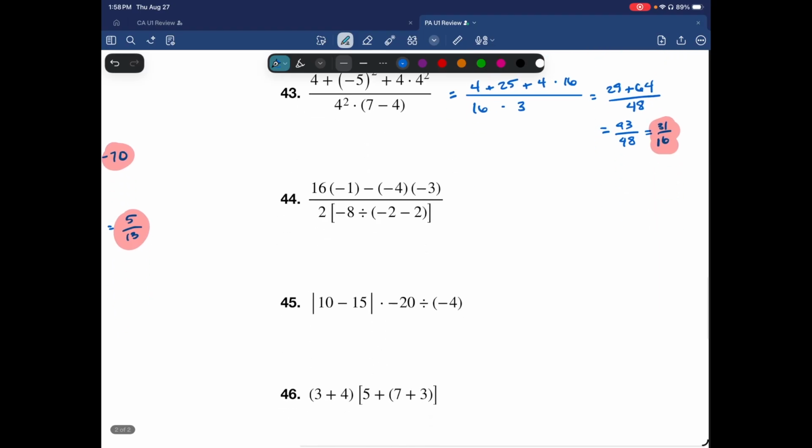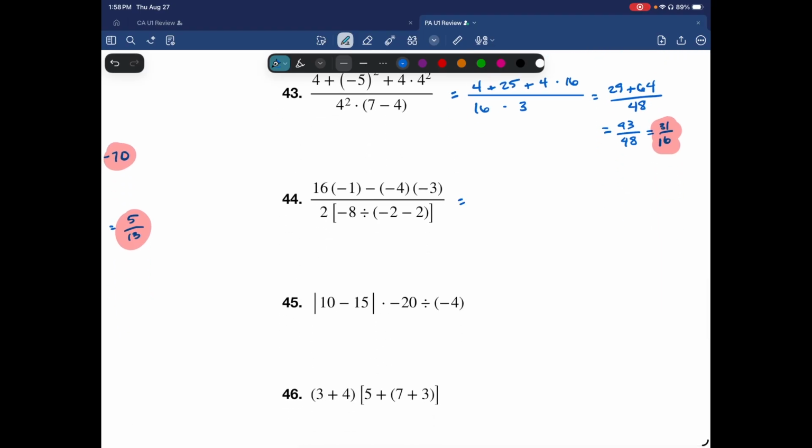All right, let's see. We got 16 times negative 1 is negative 16. Negative 4 times negative 3 is 12, positive 12, but you got that minus in the front, so it's going to be minus 12. All right, you got 2 outside. All right, negative 2 minus 2 is going to be negative 4. So you got negative 8 divided by negative 4. All right, so negative 8 divided by negative 4 is going to be positive 2. And so you got, on top, you got negative 28 over 2 times 2. So negative 28 divided by 4, which is going to be negative 7.